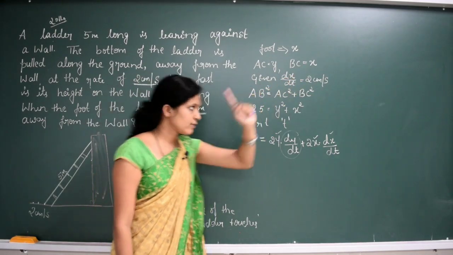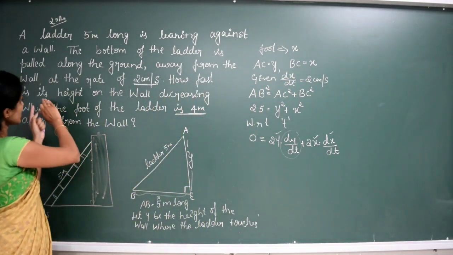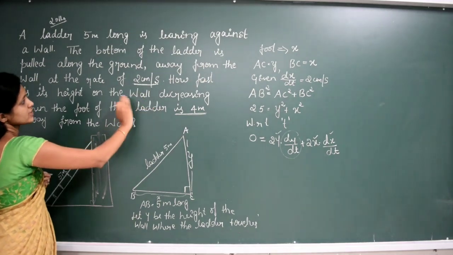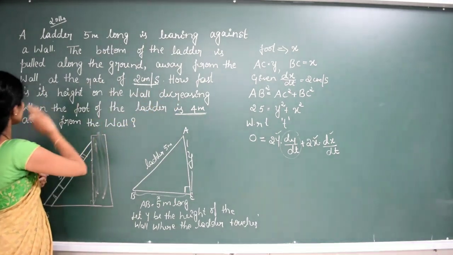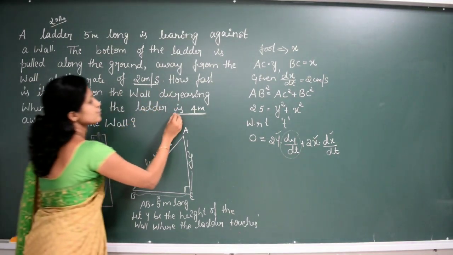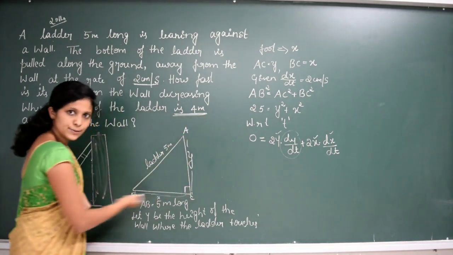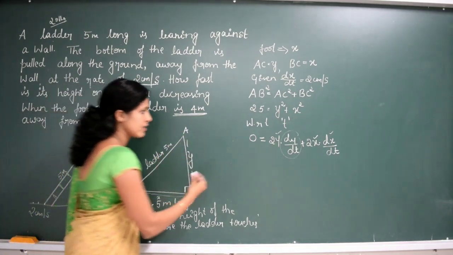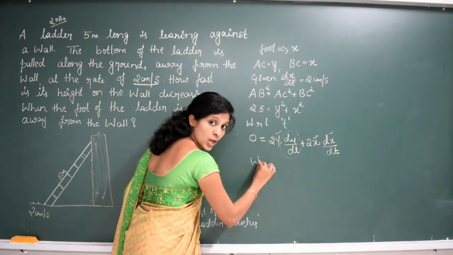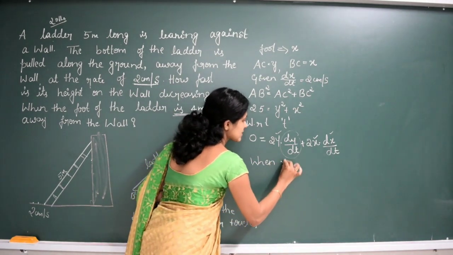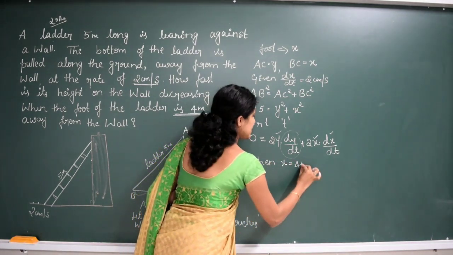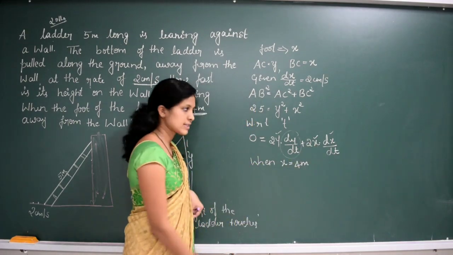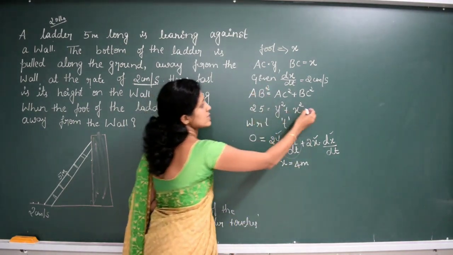It is 2. And one more thing is given here. See, how fast is the height on the wall decreasing when the foot of the ladder is 4 meter. I mean x is given, when the value of x is equal to 4 meter. Is it clear? Now the value of x is given. We have this equation, so we will substitute in this.